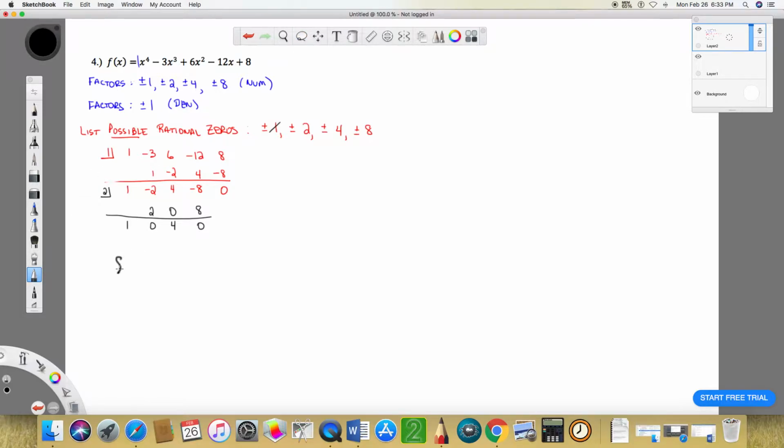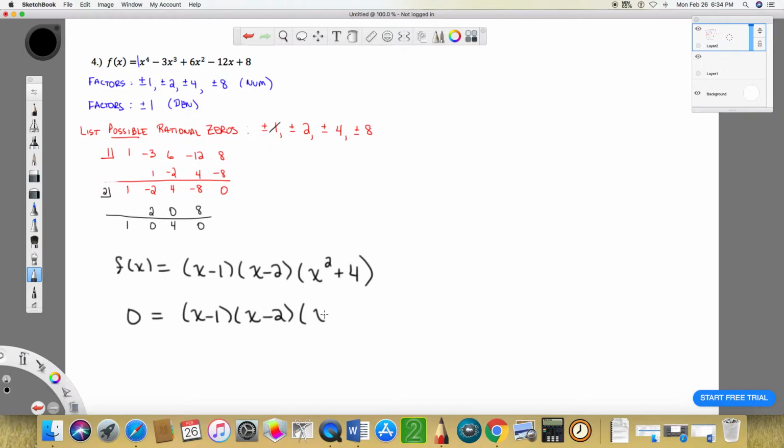So this polynomial function f of x, in factored form, we can write it x minus 1 times x minus 2. And then we need to look at this 1, 0, 4 and look at it as x squared plus 4. When we set this equal to 0, we have a zero product theorem. It says if you have a list of numbers whose product is 0, then there has to be at least 1 zero on the list.